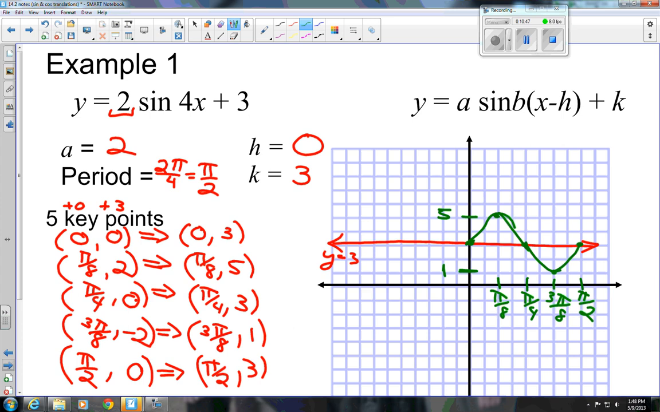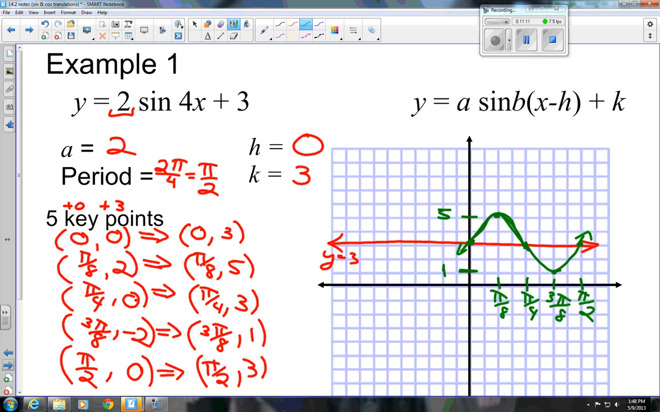That's not my best sine function. There we go. This looks exactly like the sine function you've been graphing, only it's just moved up 3 units. Okay? So that's all it is.